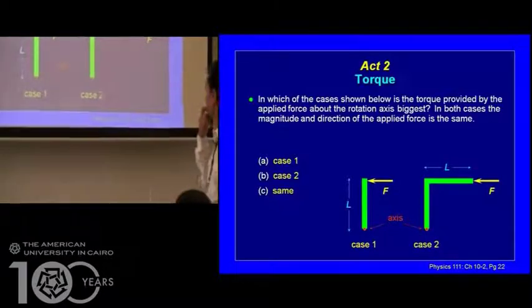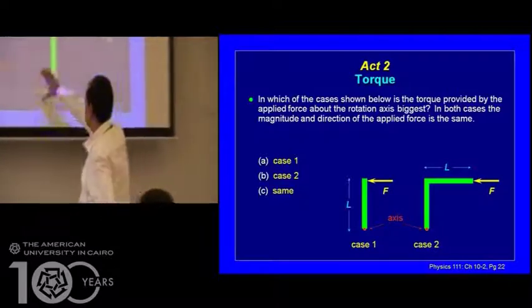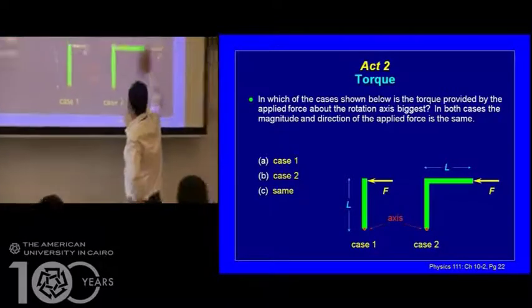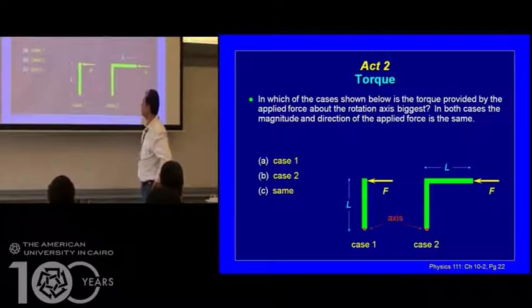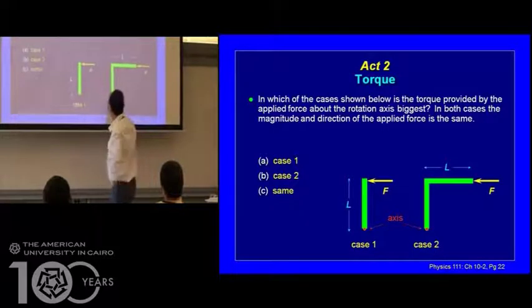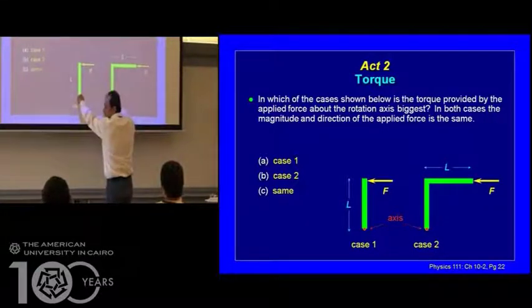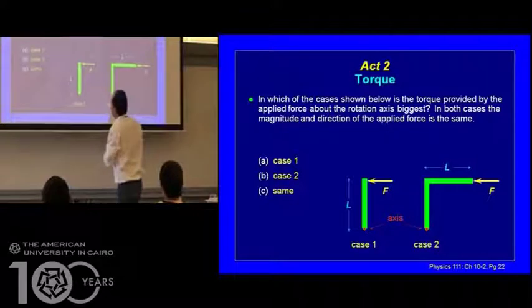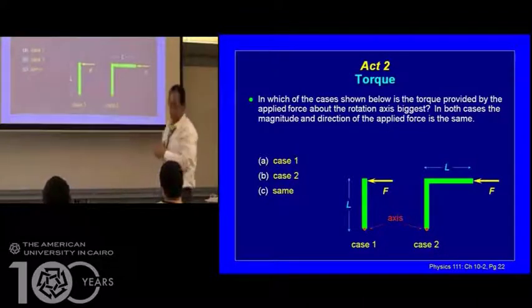I have two rods, two different shapes. I'm going to push each one of them with the force F. This has a length L, and that has a length L. Both of them are pivoted in here, so they will rotate around that pivot. Which one will have more torque? Case 1, case 2, or actually they will have the same torque.